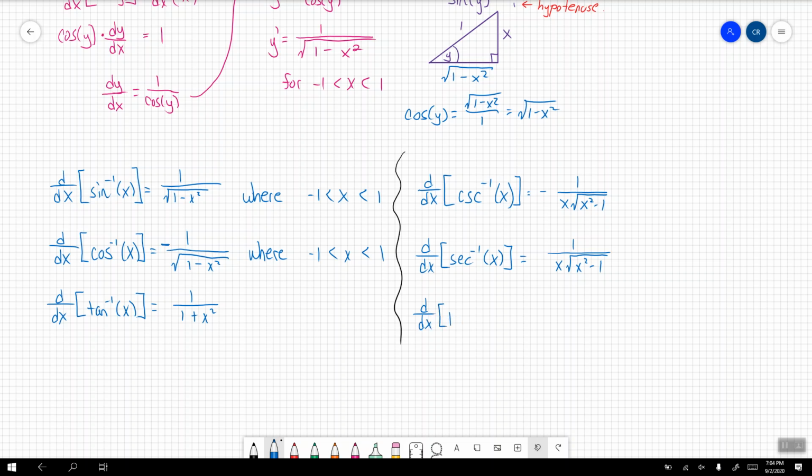Oh, sorry, I meant cotangent. Cotangent inverse of x. The derivative of cotangent inverse of x is going to get us -1 divided by 1 plus x squared.